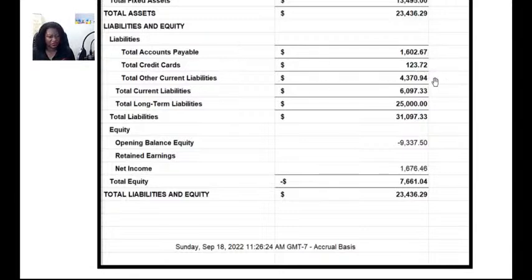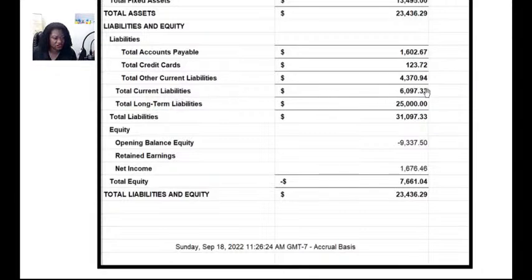Other current liabilities, which could be payroll liabilities. Perhaps he's withheld taxes from his employees' paychecks and needs to pay that later. Or it could be a loan that's due within a year.